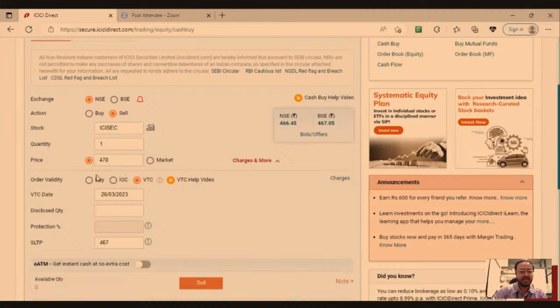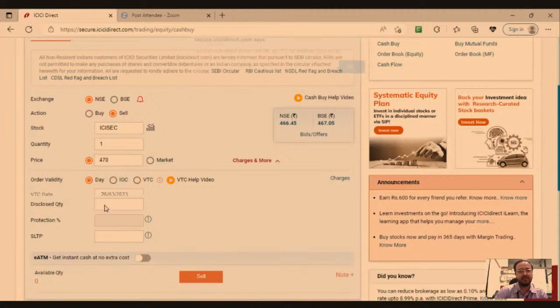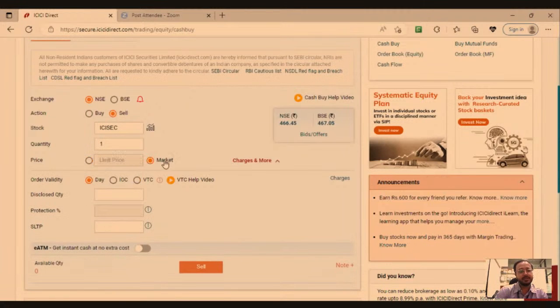Now, in case of a sell transaction, this will have to be kept lower. Let's say I want to sell the ICICI Securities stock that I have. I can either sell it at the price at which it is being traded by selecting the market order and placing an immediate sell order, or I feel that the price is going to go down. On Monday when the market opens, I think this is going to drop, and I want to save my losses.